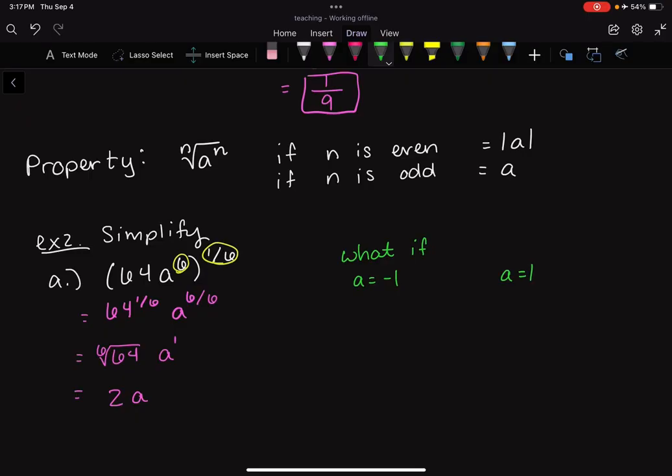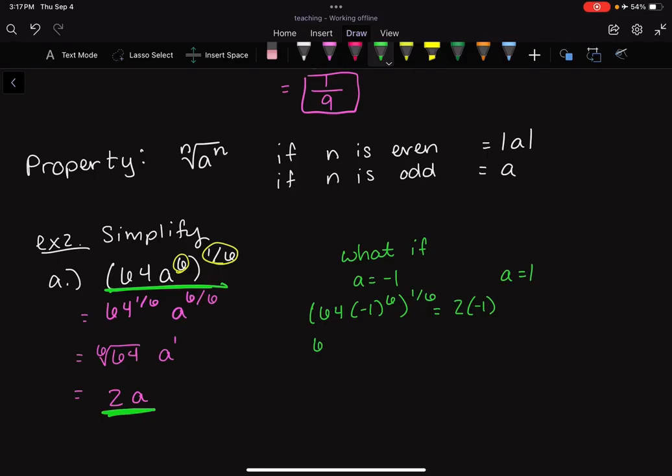If a equals -1, let's go ahead and see if this is true. So if I do the 6th root of a to the 6th, 64 to the power of 1/6 times (-1) to the 6th, does this equal 2 times -1? I'm trying to see, if I plug in -1, does the original equal the ending when I plug in -1?